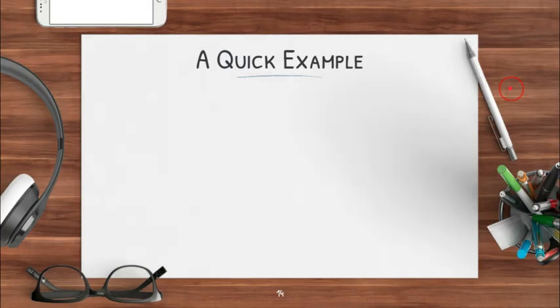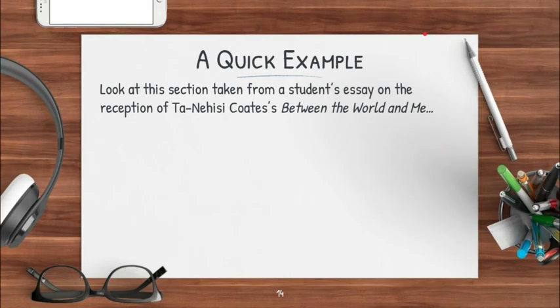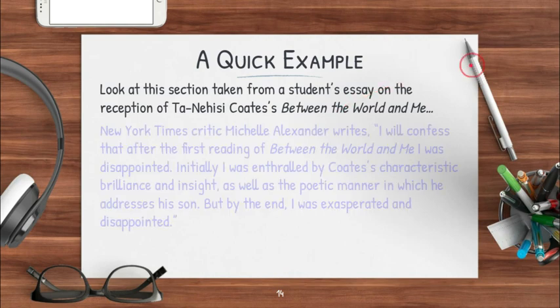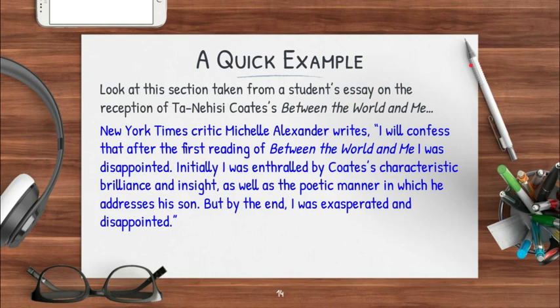Okay. So a quick example, right? Look at this section taken from a student's essay on the reception, or how people liked or didn't like, Ta-Nehisi Coates' Between the World and Me. New York Times critic Michelle Alexander writes, quote, I will confess that after the first reading of Between the World and Me, I was disappointed. Initially, I was enthralled by Coates' characteristic brilliance and insight, as well as the poetic manner in which he addresses his son. But by the end, I was exasperated and disappointed.